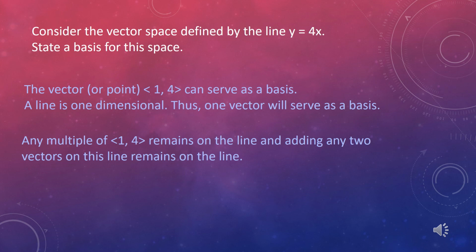So any multiple of (1, 4) will remain on the line, and if I add any 2 vectors on the line, it also remains on the line. So just using simply (1, 4) does satisfy the rule that y equals 4x, but any multiple of that or any sum of 2 vectors that are on this line will create another vector or point that is on the line.